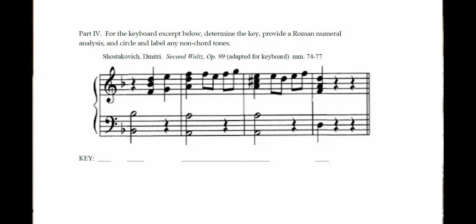Bottom of the page, a keyboard example. This is sort of a keyboard arrangement of some Shostakovich. That guy is the man. Figure out what key we are in, circle and label any non-chord tones, and provide a Roman numeral analysis. I think that big old dash in the middle is a little bit of a giveaway.